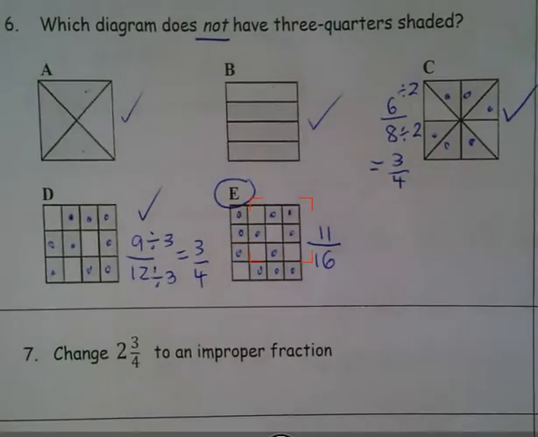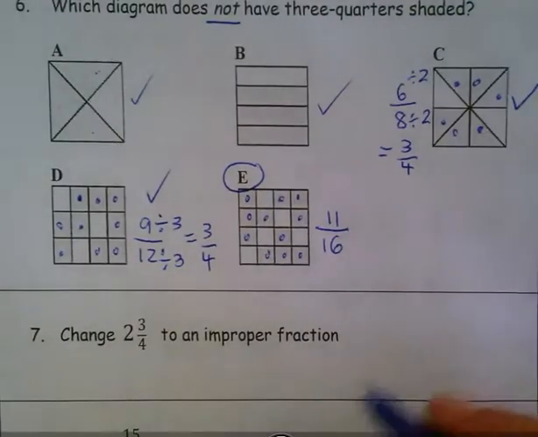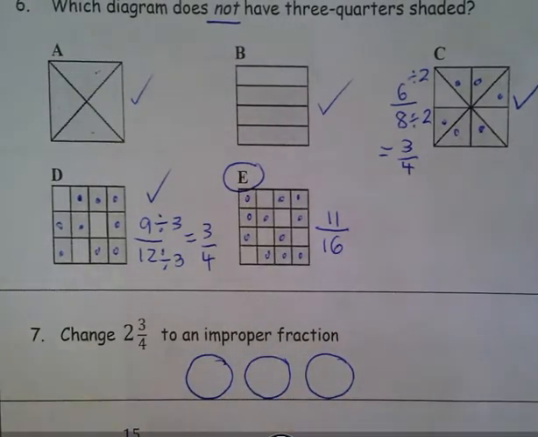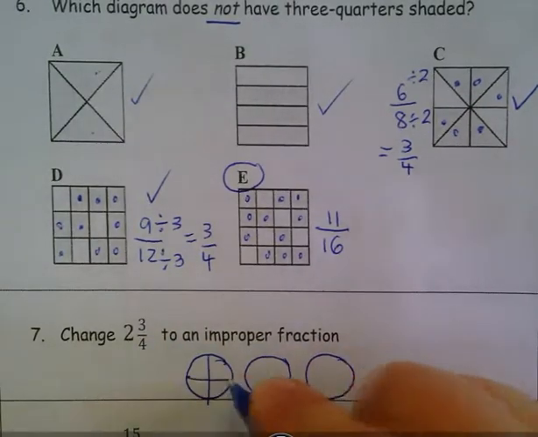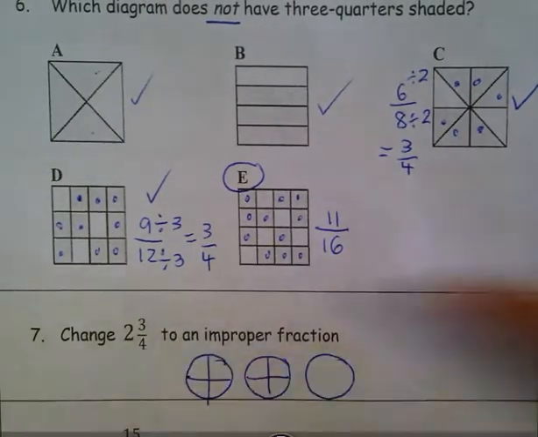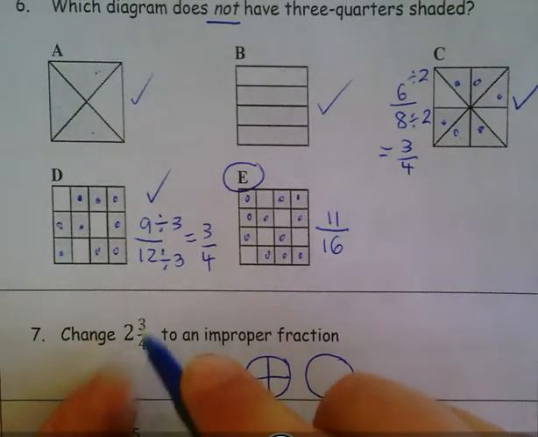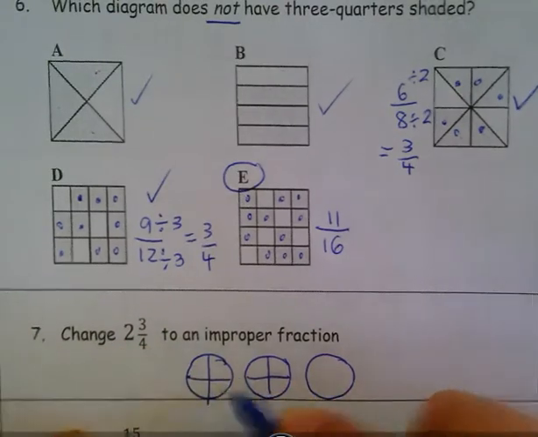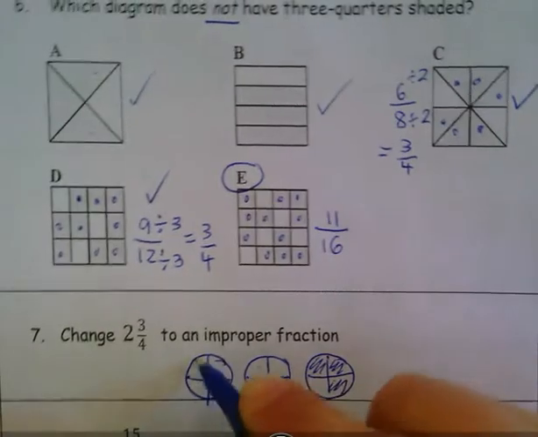Now, we're changing 2 3/4 to an improper fraction. I can do it with drawing if I wanted, or the quick method. I've got 2 wholes and 3/4. So my 2 wholes would be broken up into quarters. How do we know what they're all being broken up into? You look at the denominator of the fraction part, and it's quarters. So I've got 2 wholes broken up into quarters, and I've got 3/4.